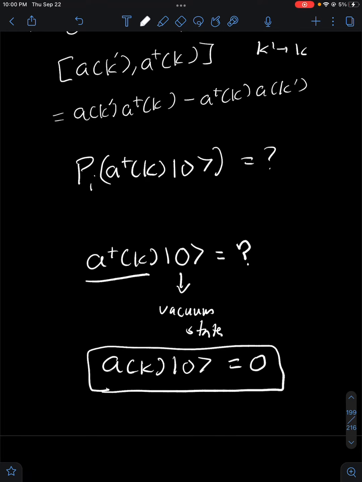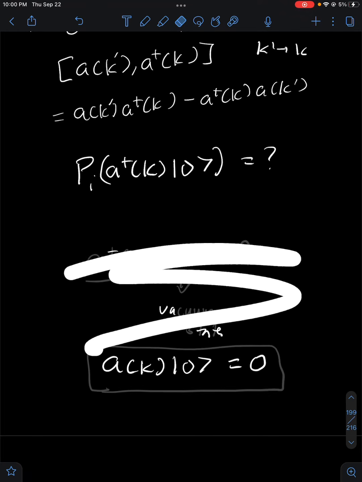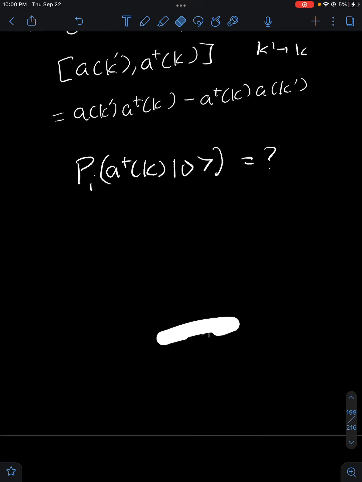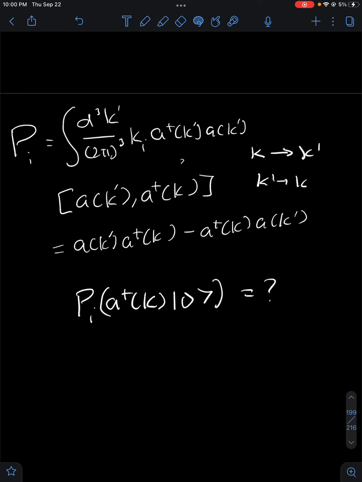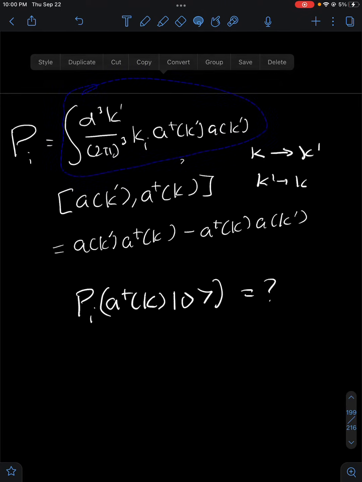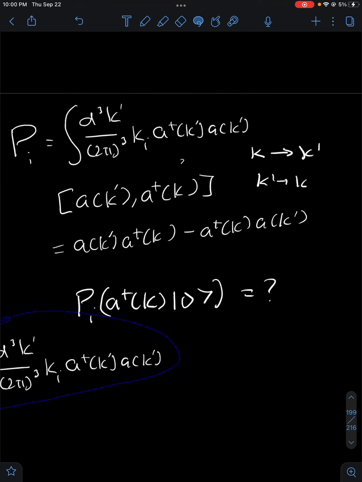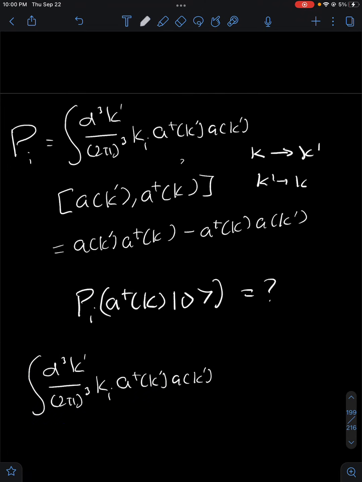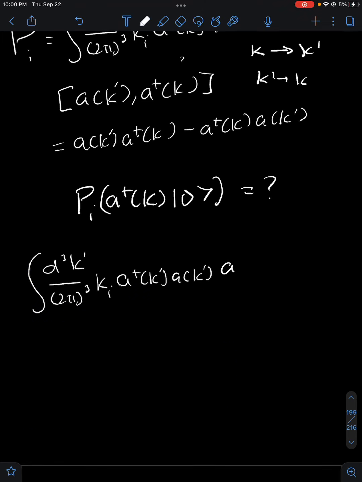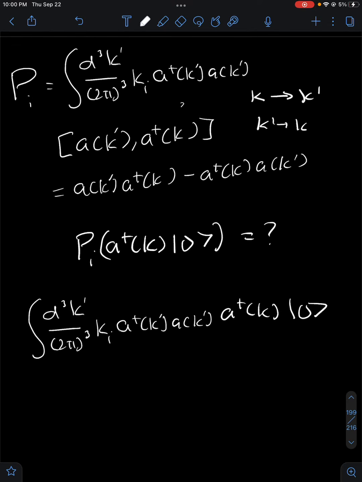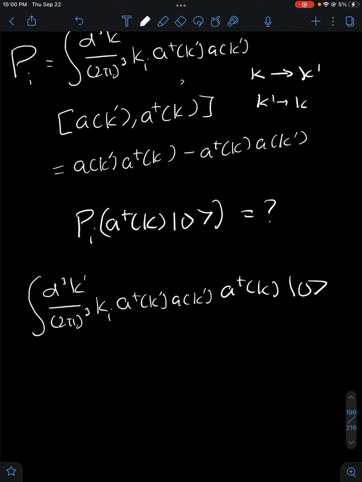What does that give us? Well, all we have to do is take the momentum operator, which is this, acting on a conjugate k of the vacuum. So what do we do here? Well, we can look at this term over here.